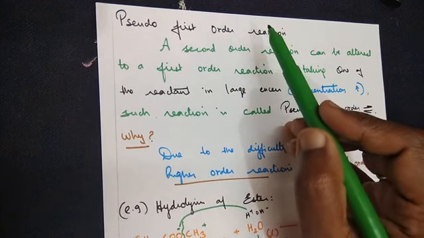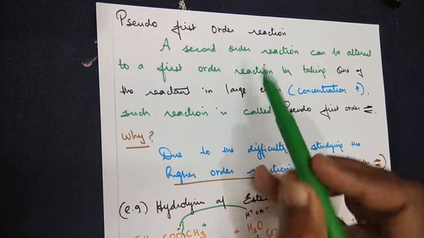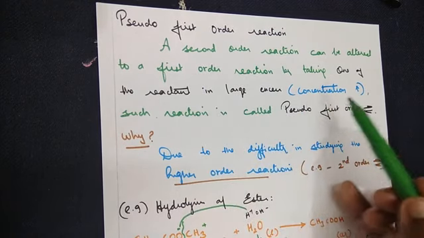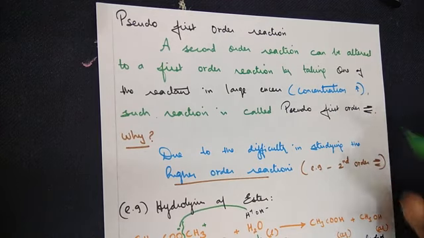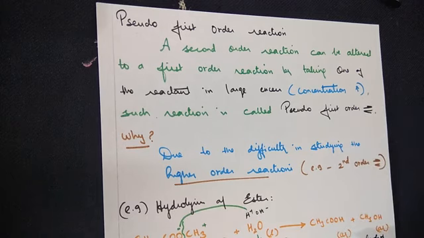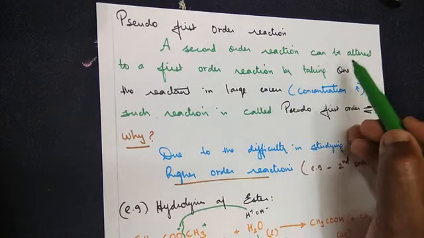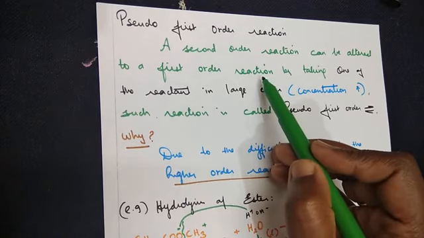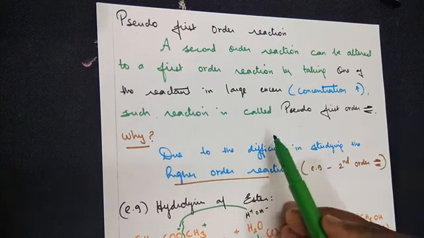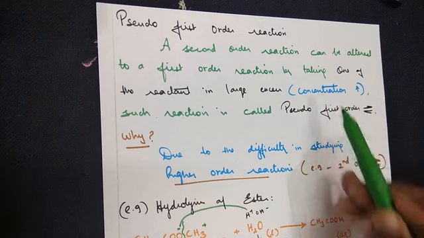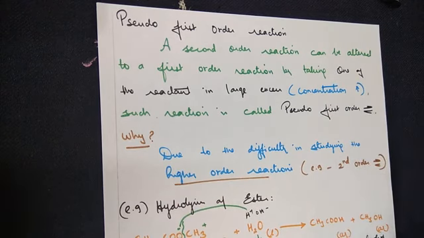What's the meaning of it? Converting a higher order reaction to a first order reaction, and as a result of it, learning about calculating the rate constant, rate law and the chemical kinetics terms involved in it. So the definition for it is: a second order reaction can be altered to a first order reaction by taking one of the reactants in a large excess, meaning its concentration should be increased. Such a reaction is called a pseudo first order reaction.